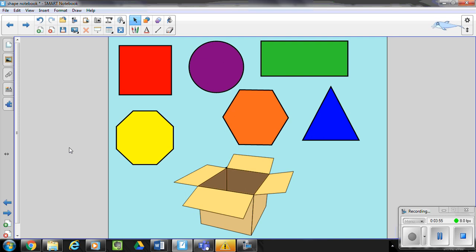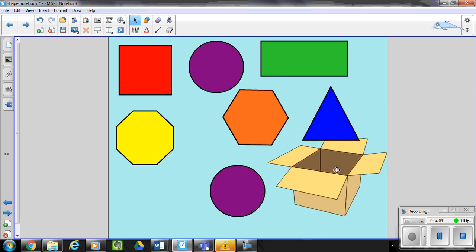So this shape doesn't have any corners. It has got 1 curved side. Which shape am I describing? Let's have a look and see if you're right. It is the circle. Let's do one more together.